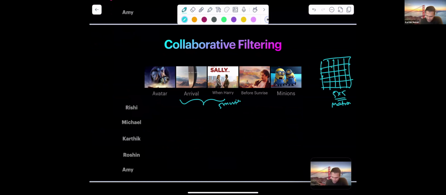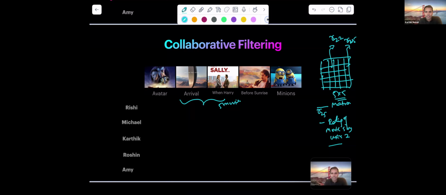Every element here is a rating. This is R22, this is R25. So R25 is what? R25 is the rating of movie 5 by user 2, right? Is the notation clear? Then you can index every element of the matrix, and you will know exactly what that means. It's a rating given by one user for one movie. So let's say these are the users and these are the movies: Avatar, Arrival, When Harry Met Sally, Before Sunrise, and Minions. They capture a few different genres, right?